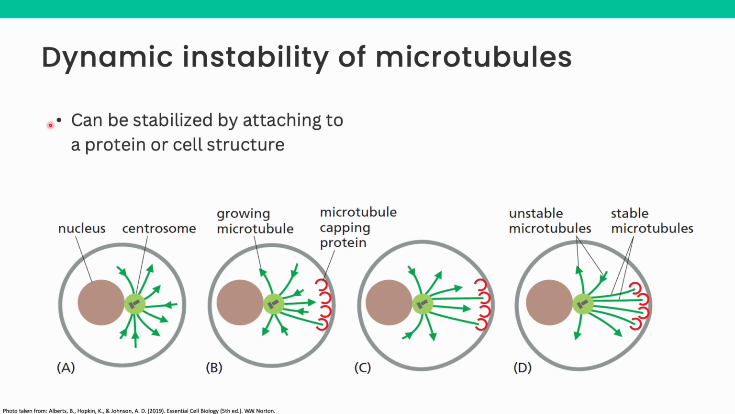However, our microtubules can be stabilized by attaching to a protein or a cell structure in another part of the cell, and we call these our different capping proteins. So in this figure, we can see that our microtubules are growing out of the centrosome, and they do this randomly until such time they encounter a capping protein. And when this happens, then those microtubules that are attached to the capping protein become our stable microtubules. The other unstable microtubules continue to grow and shrink back until such time that they encounter another capping protein.